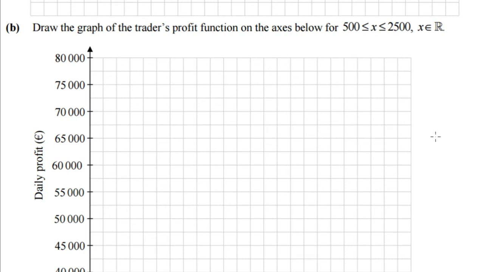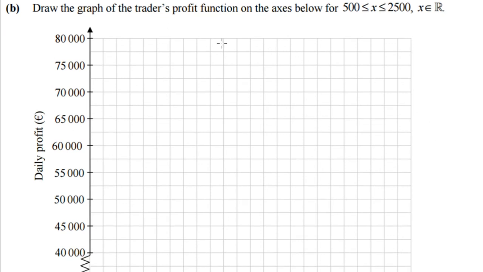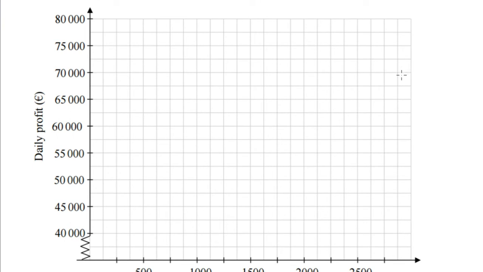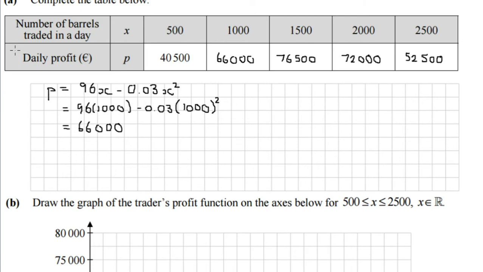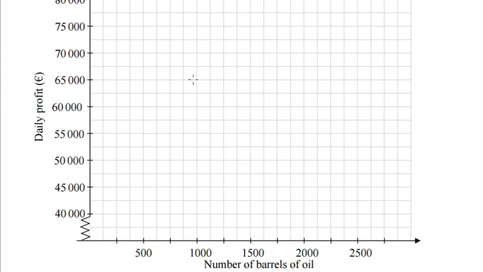Now in part B here, it's saying draw the graph of the trader's profit function on the axes below for x between 500 and 2,500. So we've got to plot points here. So we have a few points here. So 500, 40,500 is 1 point, so let's see what that would be. 500, 40,500. So 40,500 is going to be roughly about here. It's just between 40,000 and 41,000.